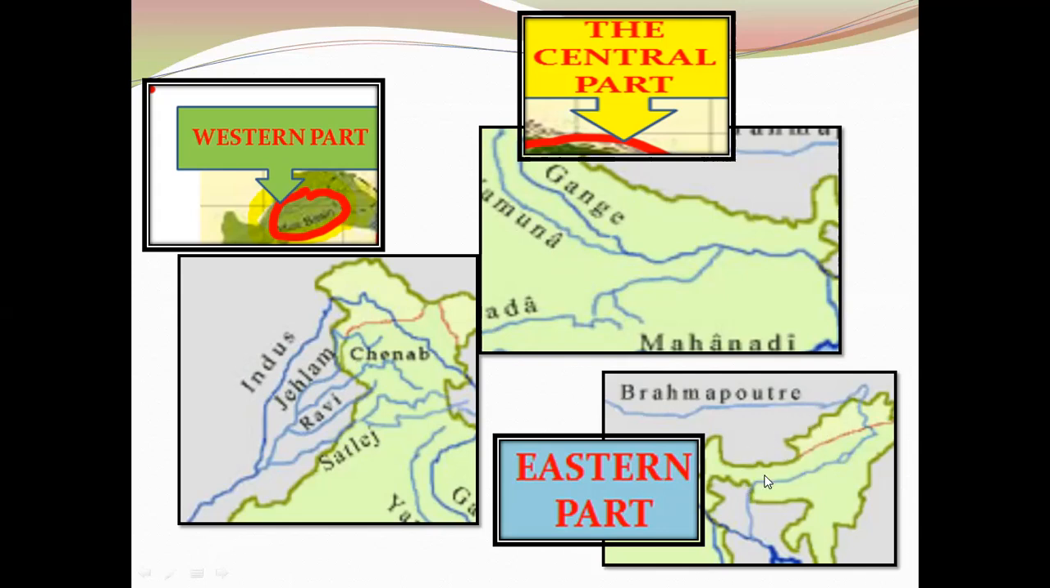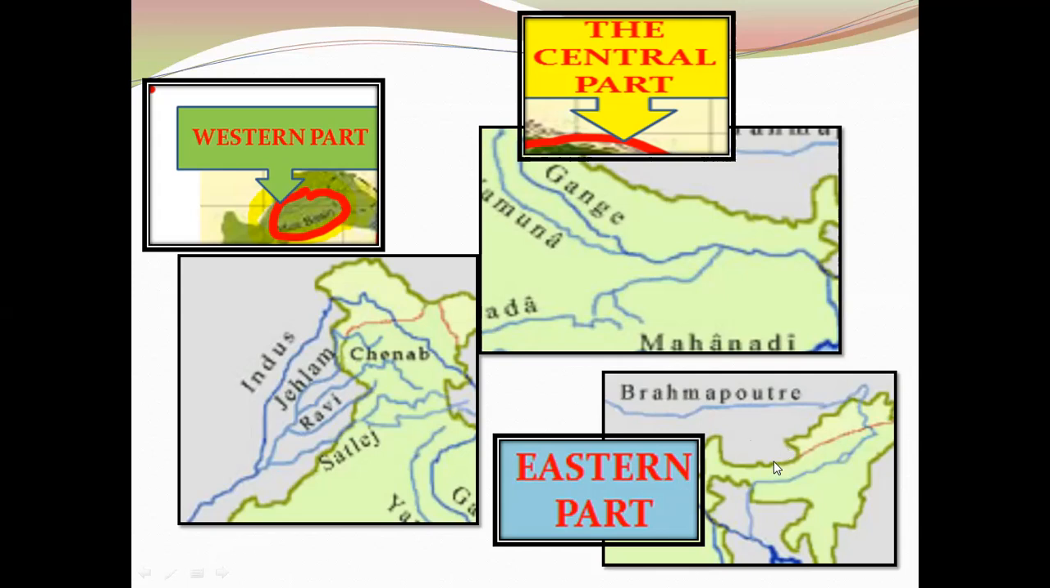You should remember also for the map pointing. It will be useful for you. So tributaries also come in your exams. Jhelum, Ravi, Satluj, Chenab you need to remember, and Ganga, Yamuna in the center, eastern side Brahmaputra.